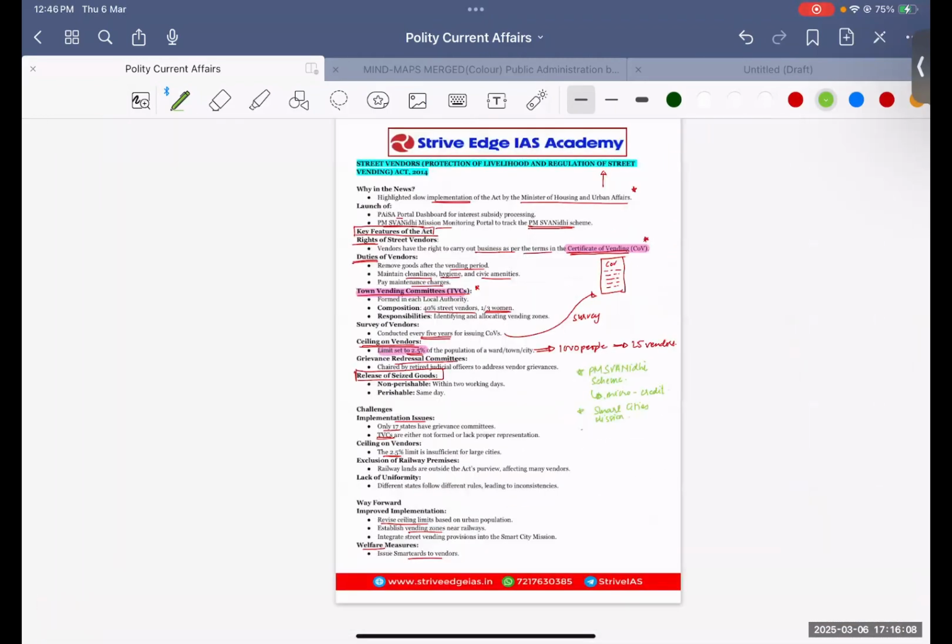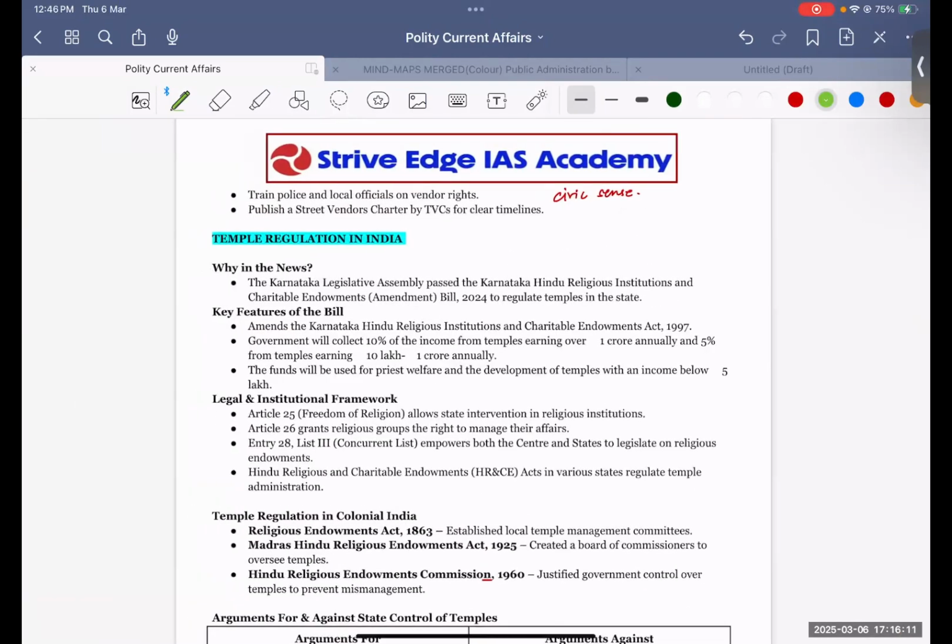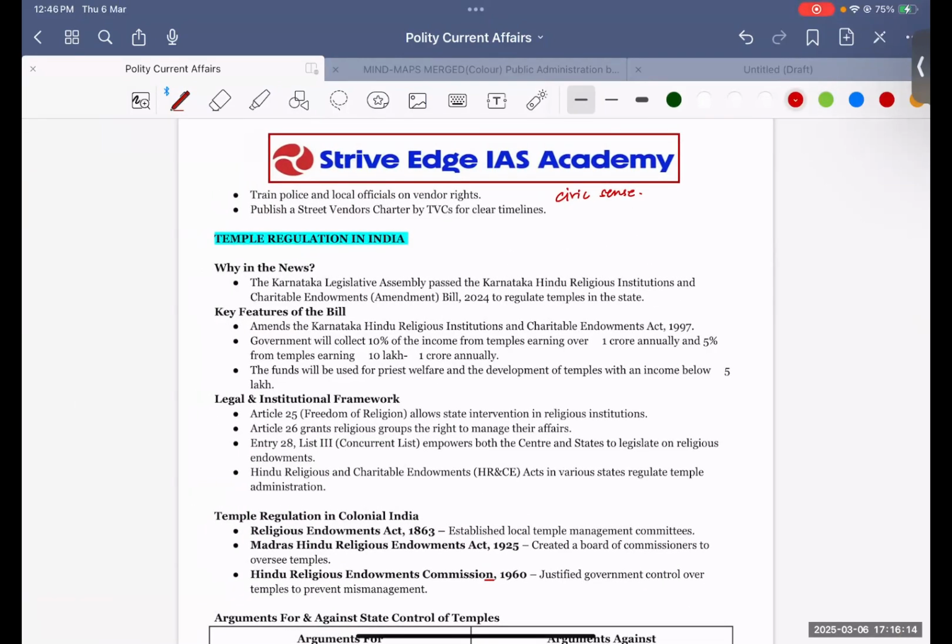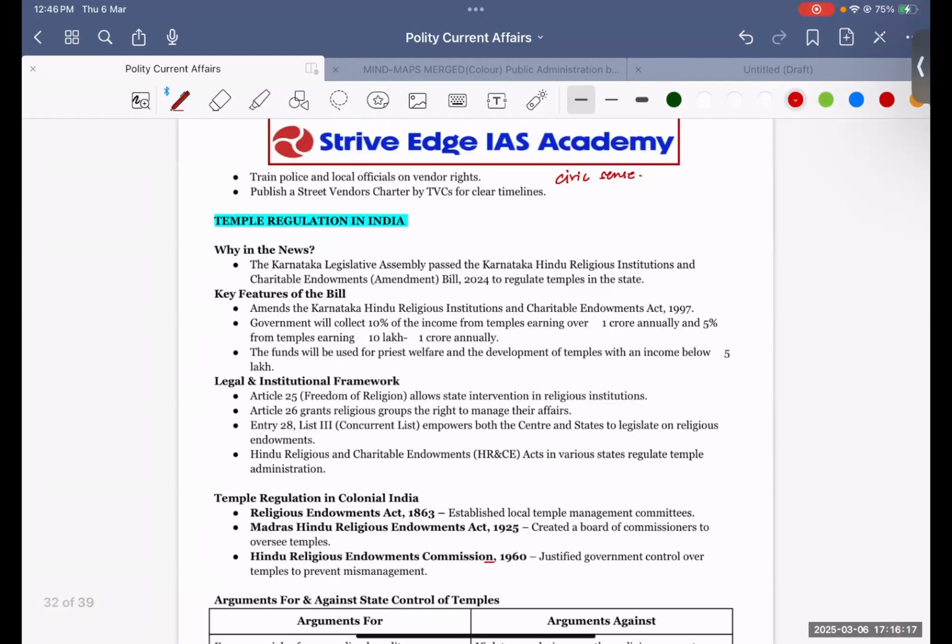Let us move forward now. Temple regulation in India. Why was it in news? Because the Karnataka Legislative Assembly passed the Karnataka Religious Institutions and Charitable Endowments Amendment Bill to regulate temples in the state. So, what are the key features of this particular bill? It amends the Karnataka Religious Institutions and Charitable Endowments Act. And secondly, the government will collect 10% of the income from temples earning over 1 crore annually and 5% from temples earning 10 lakh to 1 crore annually.